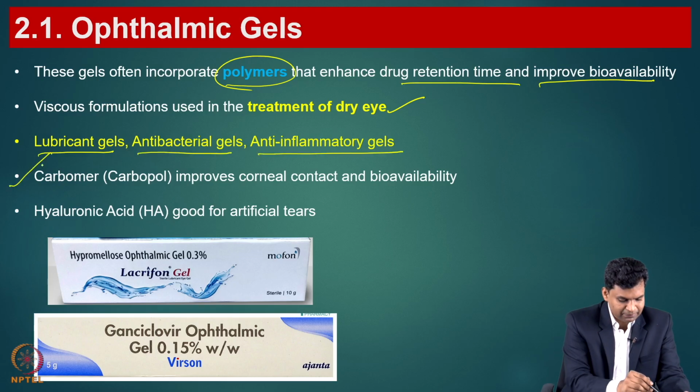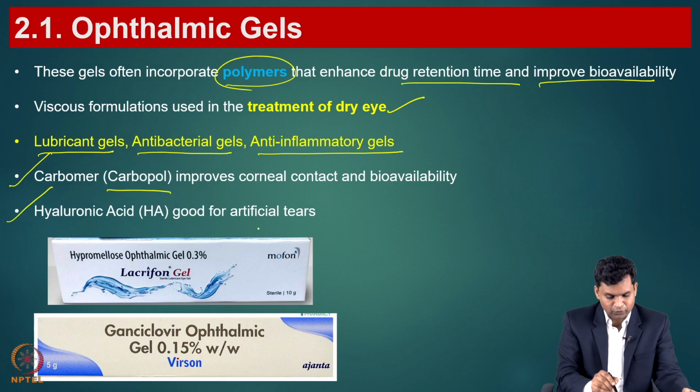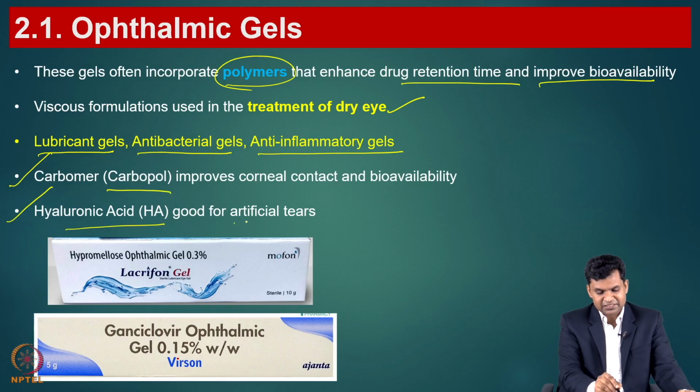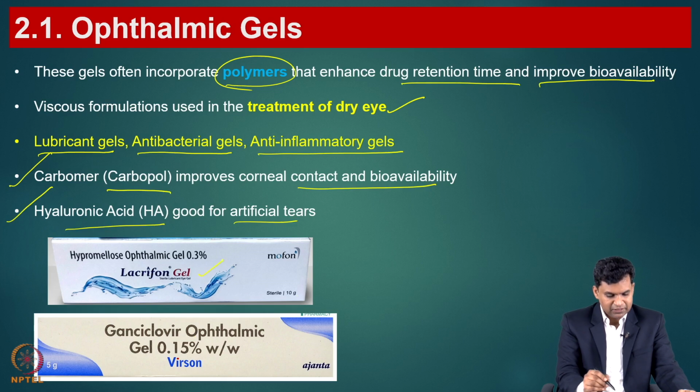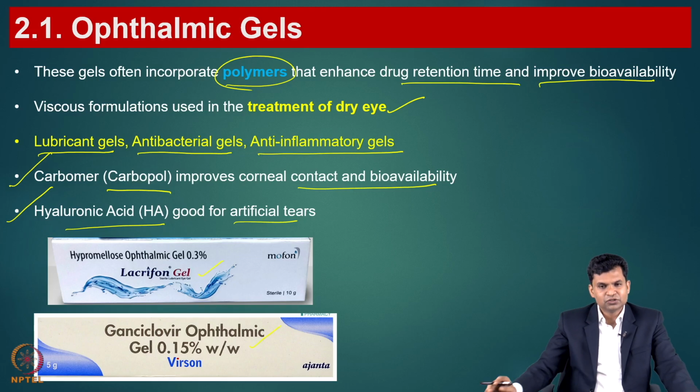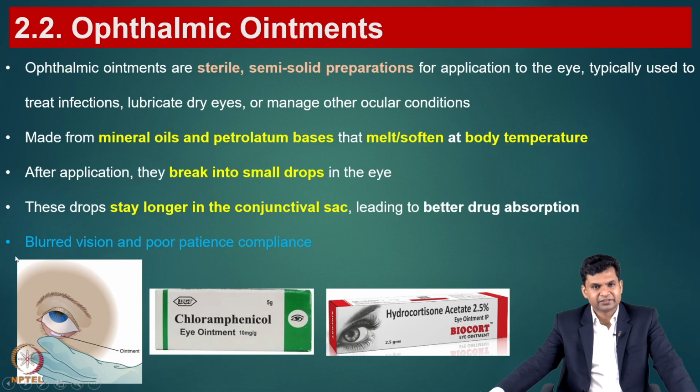These are a few examples: carbomer, that is carbopol, as well as hyaluronic acid. This will help in the functions. A few examples are the lacrifone gel and another one, the ganciclovir gel. So, these are available in the market.